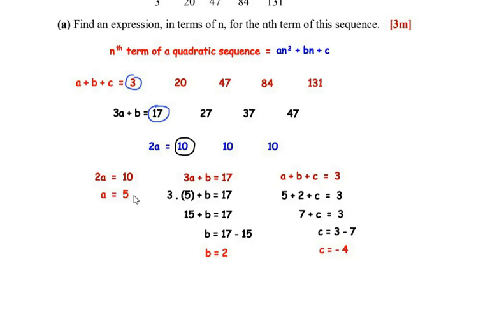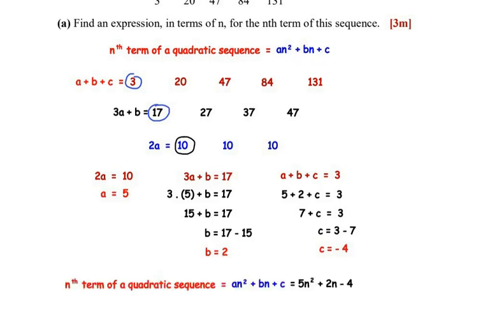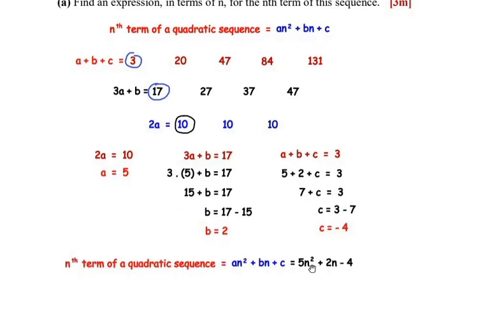Now once we have got the values of a, b and c, we have to just plug in the nth term of a quadratic sequence here, giving us the answer as 5n² + 2n − 4. So this is our answer. Now let us move on to the next sub-question.